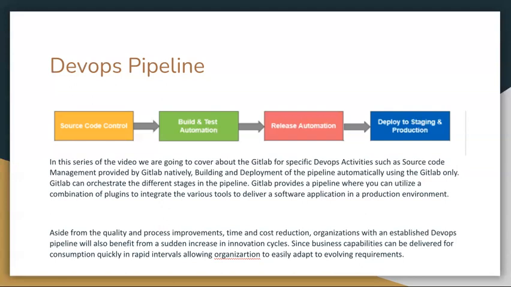So overall, this reduces your cost, and organizations with an established DevOps pipeline will always benefit from the sudden increase in innovation cycles, which is ever changing now because of the digital economy and the large number of APIs that we have, and the business paradigm is always evolving. So they are going to innovate, and they can innovate much faster if they have proper CI/CD pipelines in place. Now, business capabilities can be delivered for consumption quickly in rapid intervals, allowing the organization to adapt to evolving requirements.